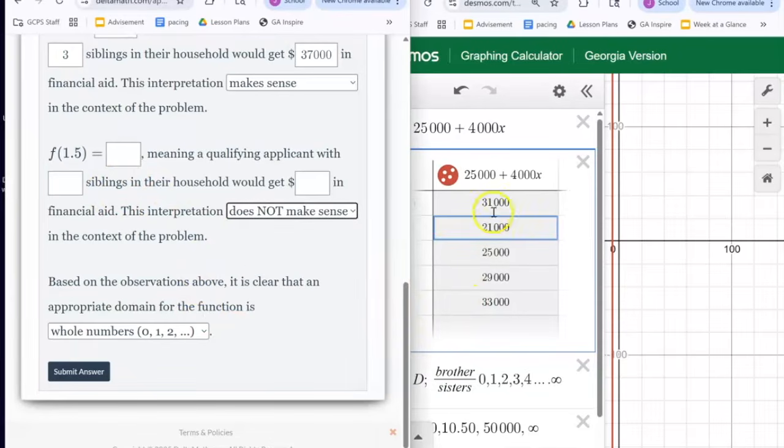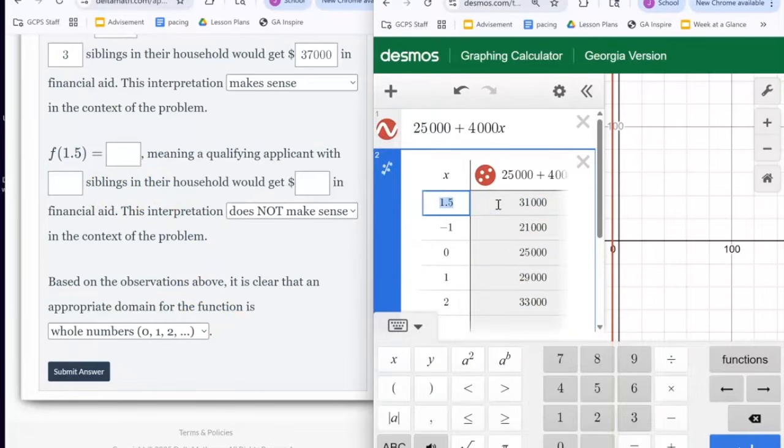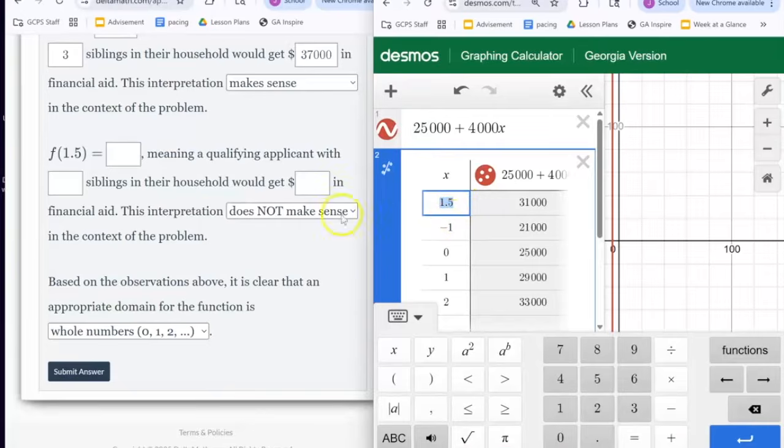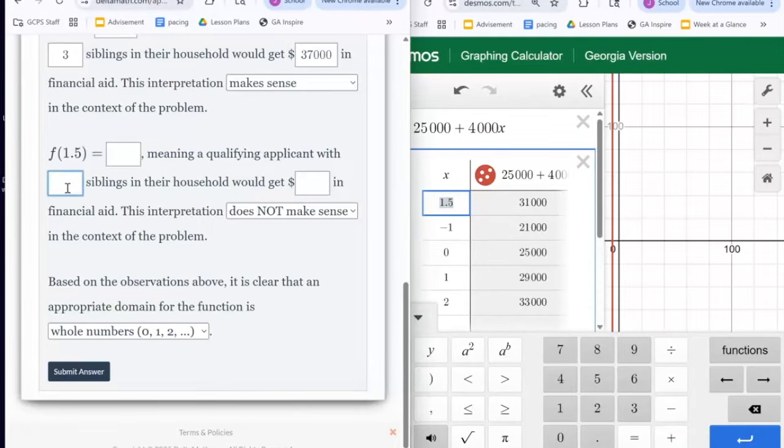All right, so that does not make sense. But if I could have 1.5 brothers and sisters, I would have 31,000 in my household income and financial aid. So, oh, I didn't even write it there. 31,000. All right, which means an applicant, this one is siblings, so this should be 1.5, would get 31,000.